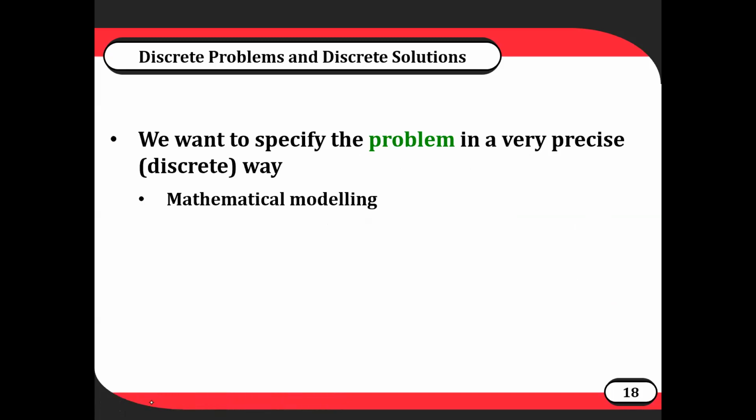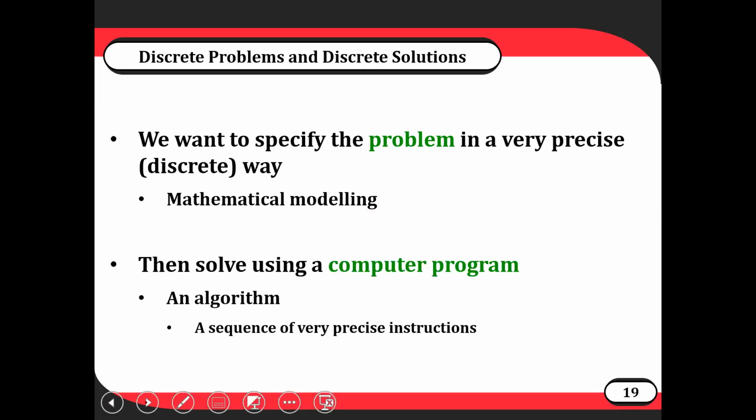So we want to do a couple of things. We want to specify the problem in a very precise way, and by precise, we mean basically discrete. So we're going to make a mathematical model of our problem, that is a discrete mathematical model. And then we're going to solve it using a computer program.